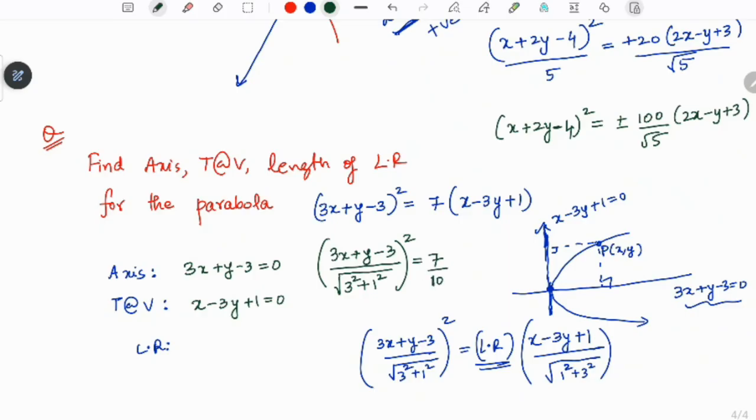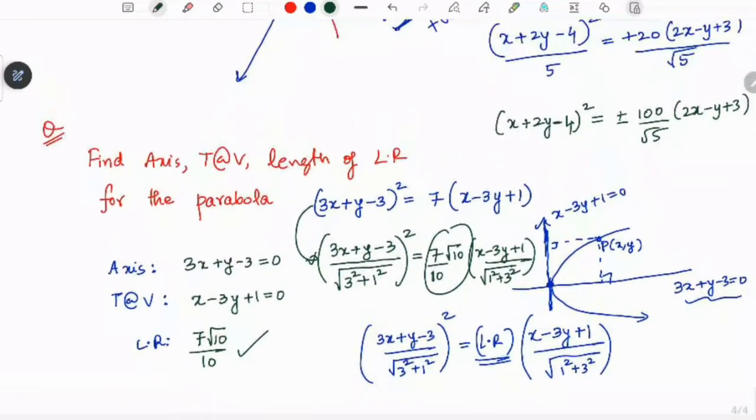That is 10. And this one also you have to write in perpendicular distance form, so here root of 1 square plus 3 square. Here I have divided by root 10, so I have to multiply here by root 10. This gets cancelled, this gets cancelled. So basically I have this equation only. Now see, this is my latus rectum. So the latus rectum is 7 root 10 by 10, which is 7. This is the latus rectum length.